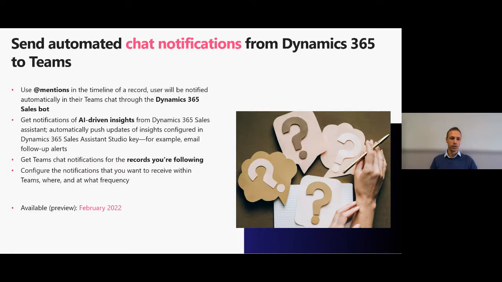So for example, some kind of updates in regards to some records, or in this case, an email follow-up alert or stuff like that. You can actually follow records. This is an old functionality, but if something happens with a certain record that you follow, you will get a notification right into your Teams, and you can configure which notifications you want or do not want right there in Teams, and the frequency, so you don't get notification updates every 5 minutes, right? So it could be useful in a day-to-day scenario for us to not forget or miss anything.